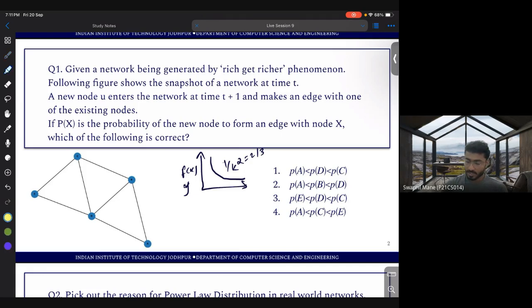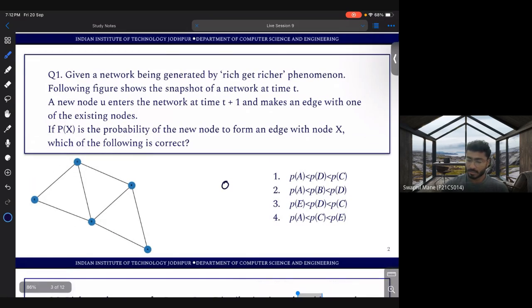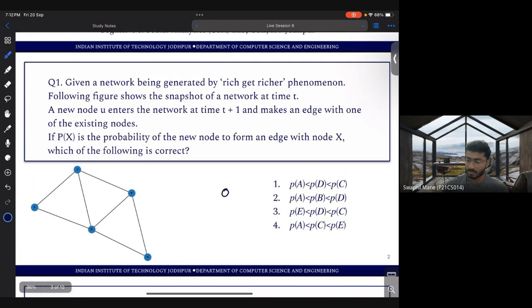In this question, the rich get richer obeys preferential attachment. As we have already discussed, when a new node comes into the picture, it connects to a node in the existing graph, specifically a node with a higher degree. So how can we quantify that?